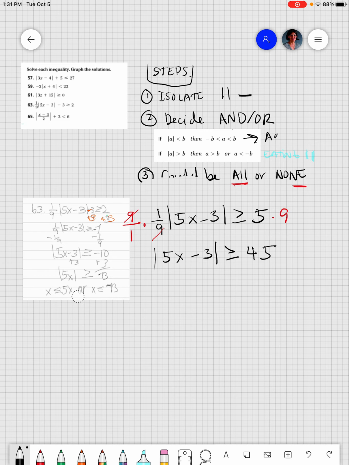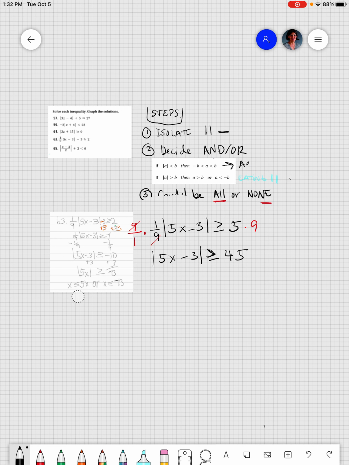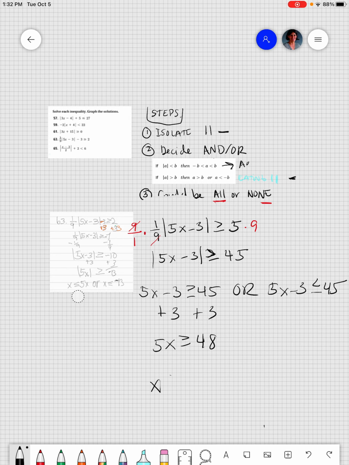Let's check. Is this an and statement? Which is it eating? The absolute value is being eaten. That means it's an or statement. So we have 5x minus 3 greater than or equal to 45, or 5x minus 3 less than or equal to 45. So add 3. 5x greater than or equal to 48. X is going to be greater than or equal to 48/5. You can use your calculator to get a decimal. Now the other one: add 3, 5x is less than or equal to 48.